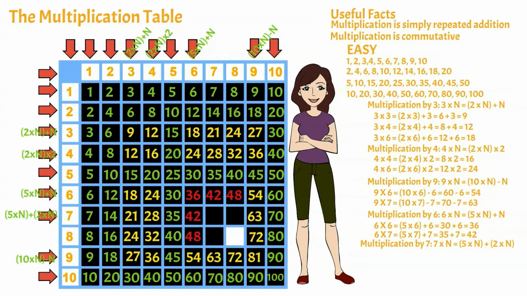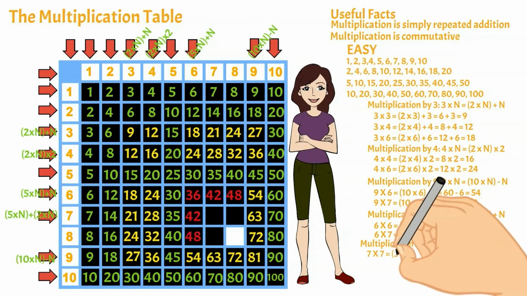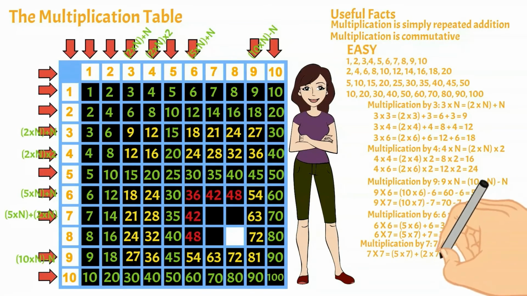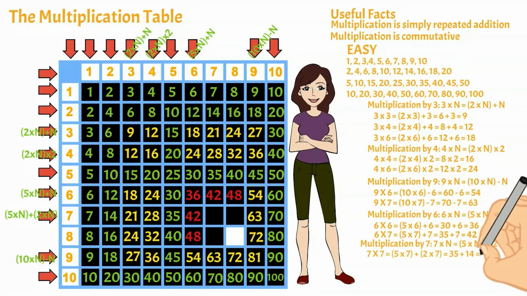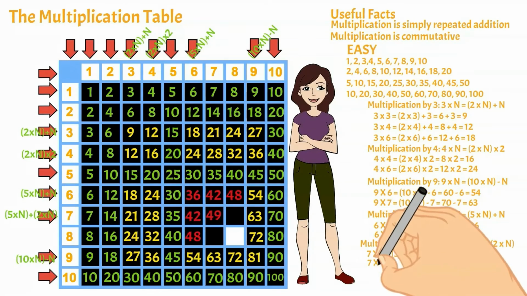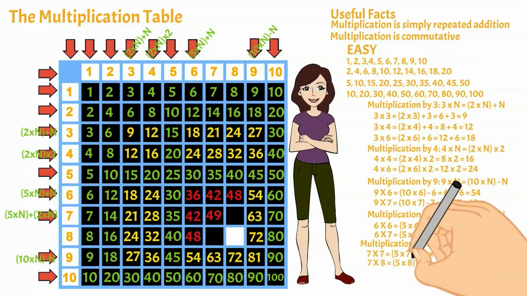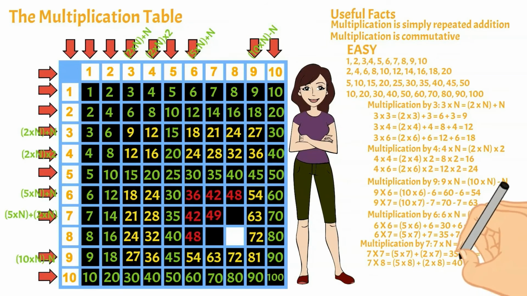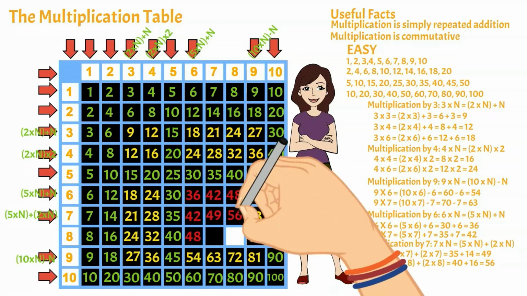Let us start with 7 times 7. 7 times 7 is actually 5 times 7 plus 2 times 7. It then becomes 35 plus 14, which is equal to 49. Next, 7 times 8 equals 5 times 8 plus 2 times 8. This is equal to 40 plus 16, which is equal to 56.